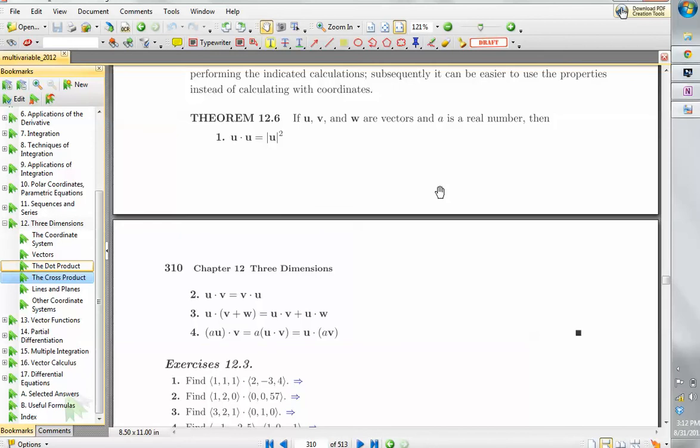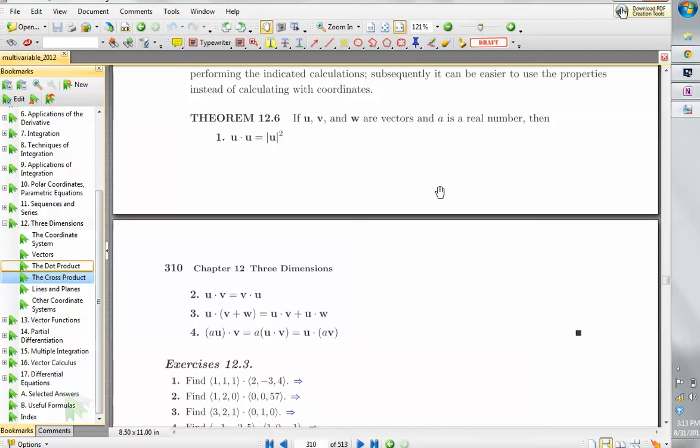For example, the first one here says that u dot u is the magnitude of u squared. You buy that? Think about u dotted with itself. That's u1 squared plus u2 squared plus u3 squared. If you took the square root of that, you'd have the magnitude. Since you don't have the square root, you have the square there.